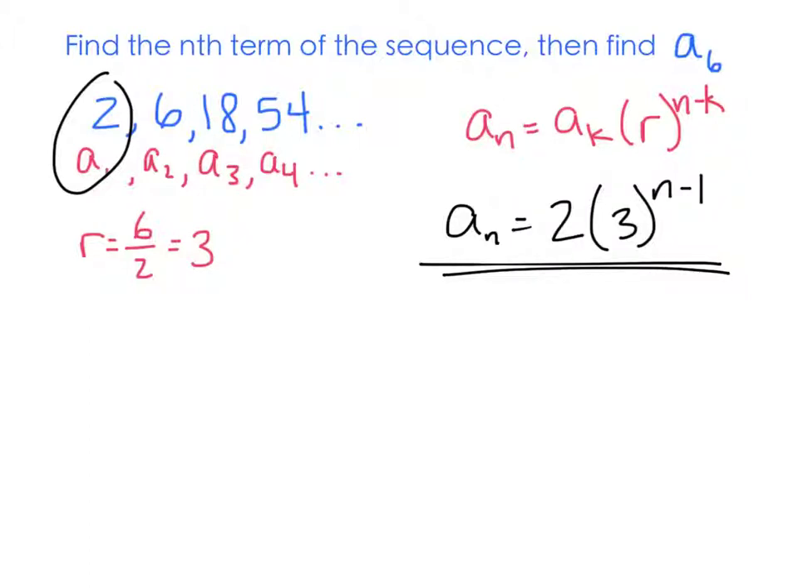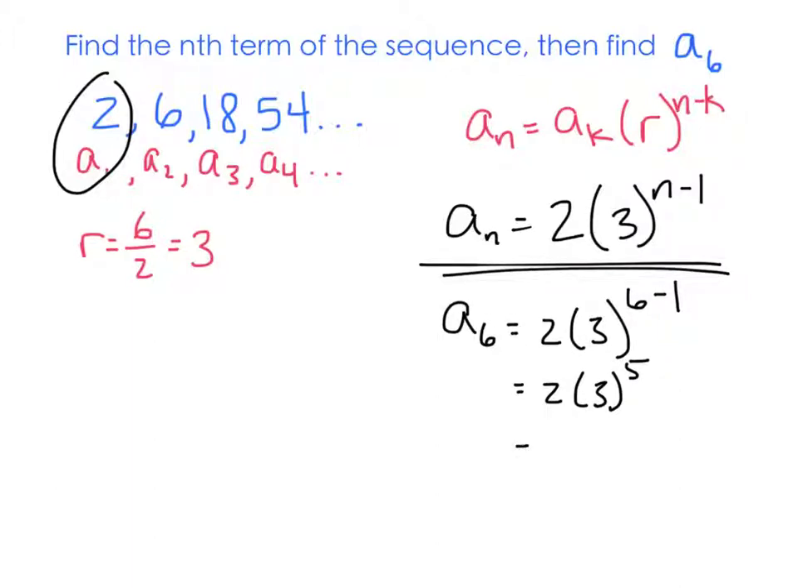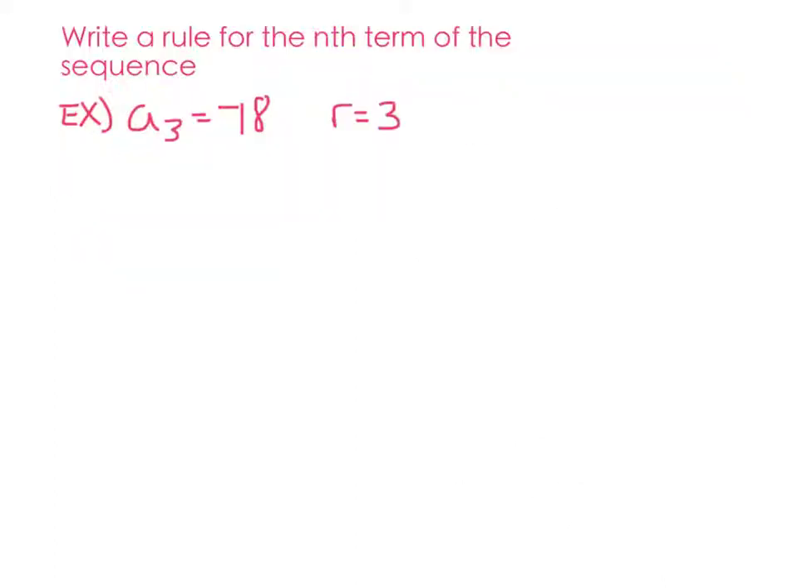Plug in the 6. So a sub 6 equals 2 times 3 to the 6 minus 1. Well, that's just 2 times 3 to the 5th. So that's 2 times 243. So a sub 6 is 486.